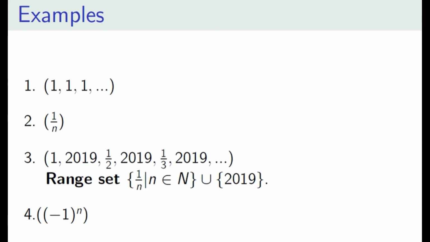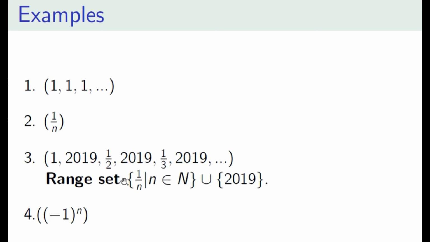Let us see the third example. The way in which I constructed the third example is that all the odd terms are 1, 1 by 2, 1 by 3, 1 by 4, in general 1 by n, and all the even terms are constant, that is 2019. So we know that this sequence is not convergent. This is a divergent sequence. But if you see the range set, which is this set union this set, it has a limit point. So the third example is telling us that you can have a sequence which does not have a limit, but the range set will have a limit point.